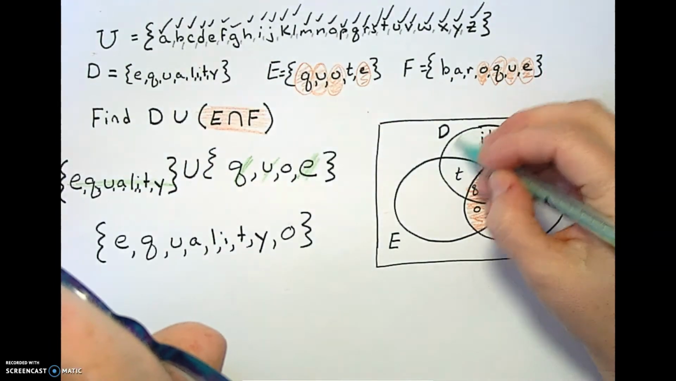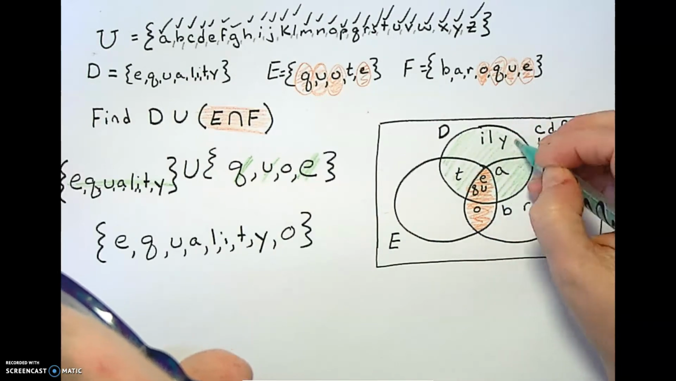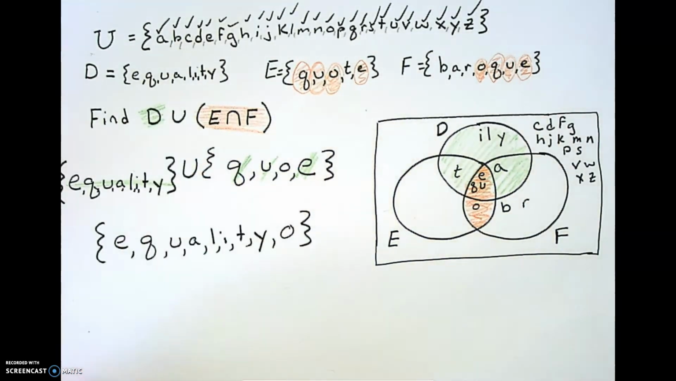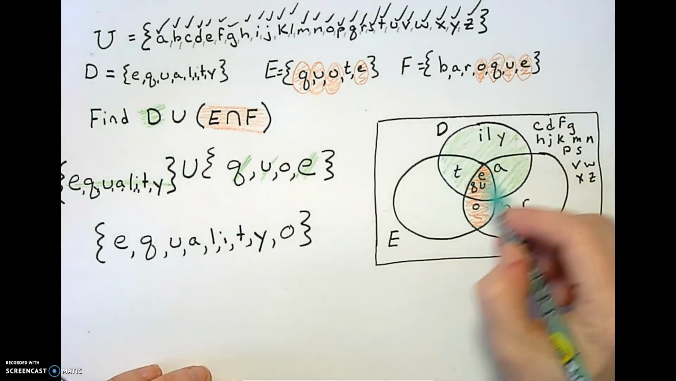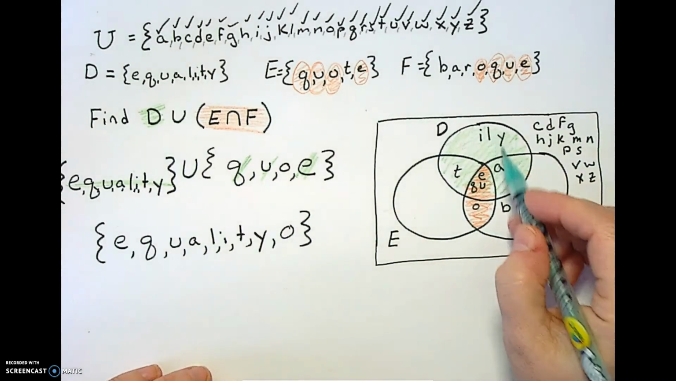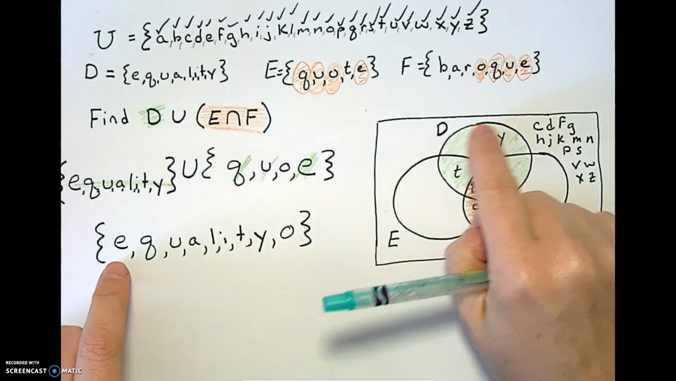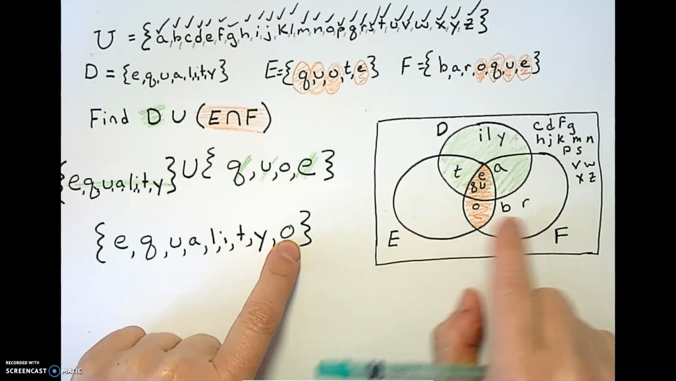Anywhere in D. So this. And since it's a union between the orange and the green, what that means is that it's anything that has either of these colors. It's either orange or green or both. So let's make sure that lines up. We've got the whole word equality and then just that O that was in the intersection of E and F.